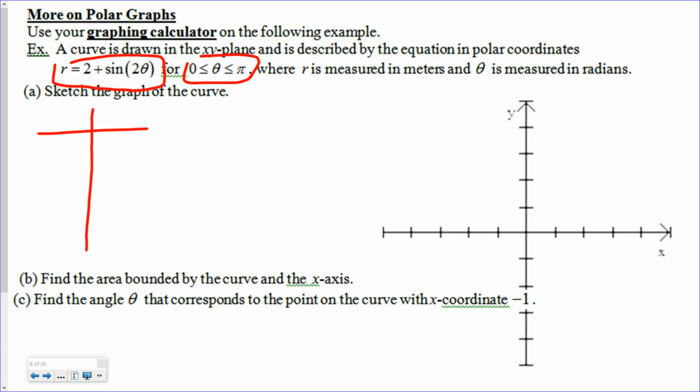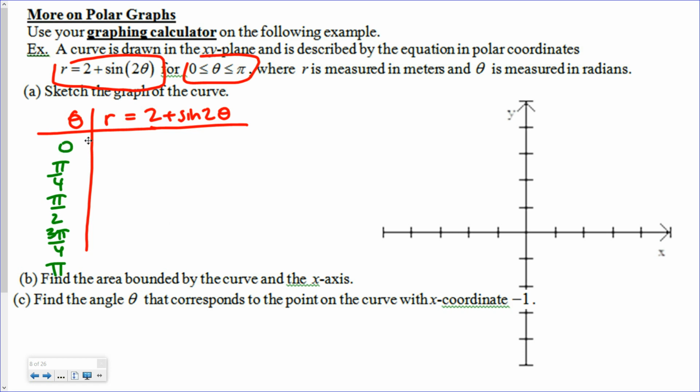Okay? The way you draw a curve is you put theta on this side and r on this side. We know our r is equal to 2 plus sine 2 theta. Okay? We're going to put in some values for theta. So let me put in the 45 degrees. So I'm going to put in 0, I'll put in pi over 4, I'll put in pi over 2, I'll put in 3 pi over 4 and pi. We only need to go from 0 to pi. So there's my picture right there.